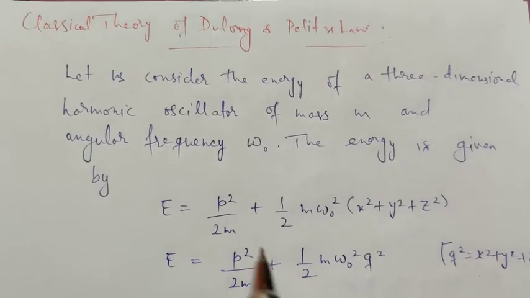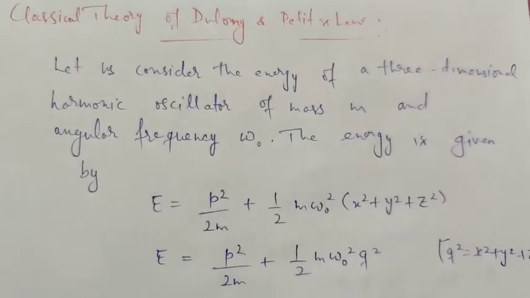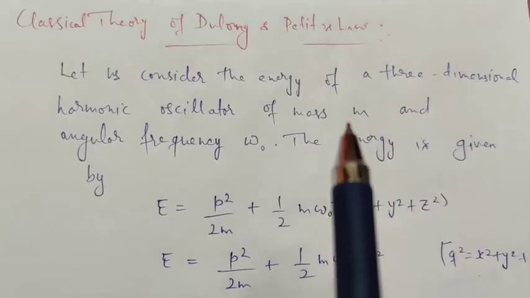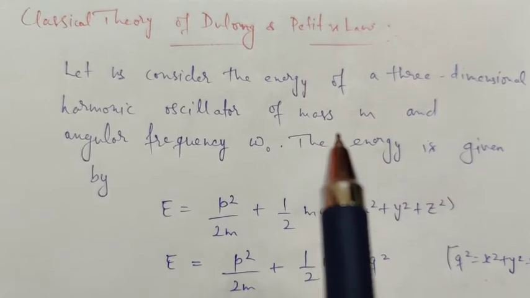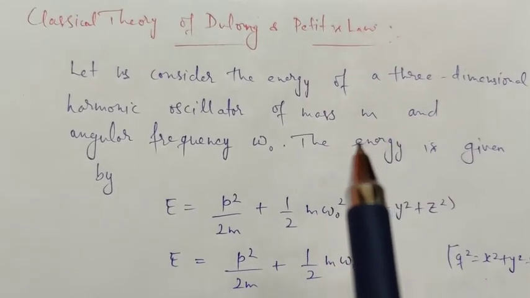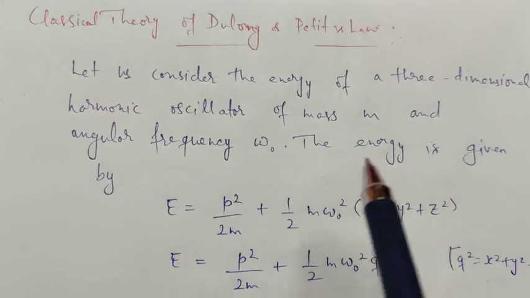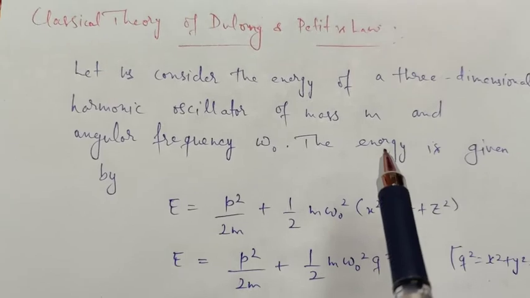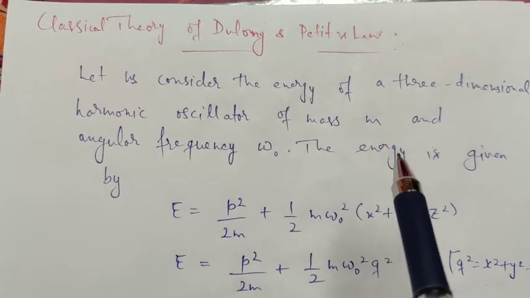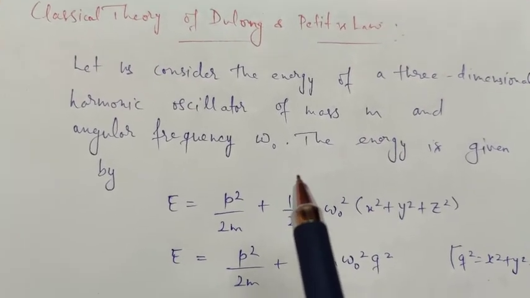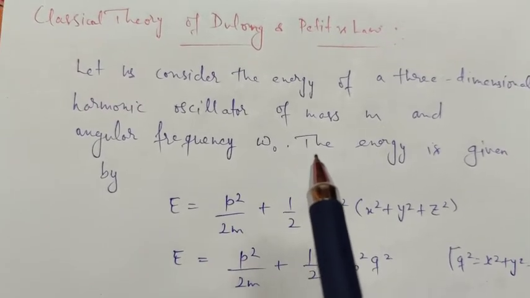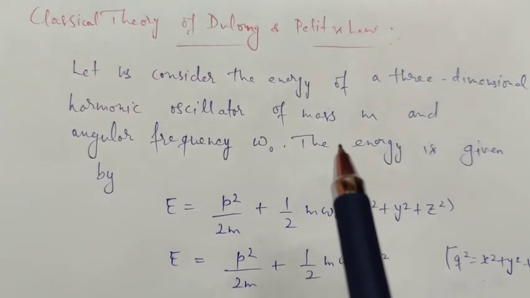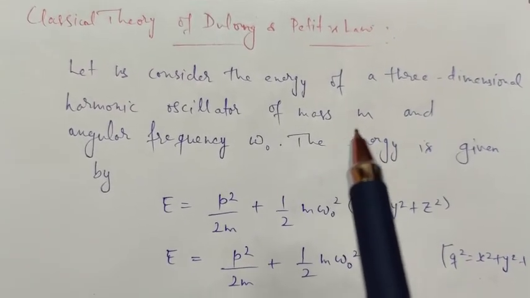So let us assume that your crystal is made up of n number of identical atoms, and these atoms are now considered as three-dimensional harmonic oscillators which are independent of each other, means they vibrate independently, meaning the vibration of one has no effect on the other. So since we calculate the specific heat capacity, to calculate the specific heat capacity, first we will have to calculate the energy of the simple harmonic oscillator.